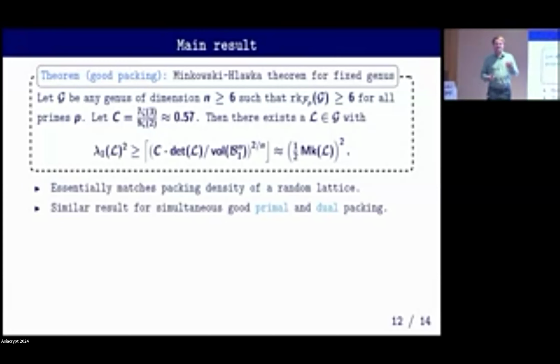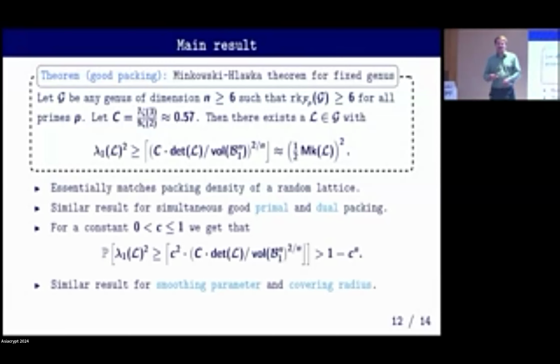And we can even show similar results where you get both a good packing in the primal lattice and also in the dual at the same time. We can also generalize it, not just to the existence of one, but we can say if we decrease the bound that we want to achieve by a little bit, let's say by 0.95, then we can show that all but a negligible amount of the mass in the genus attains a good lattice packing. So these are really strong results. They really say that almost all the lattices in the genus are really good.